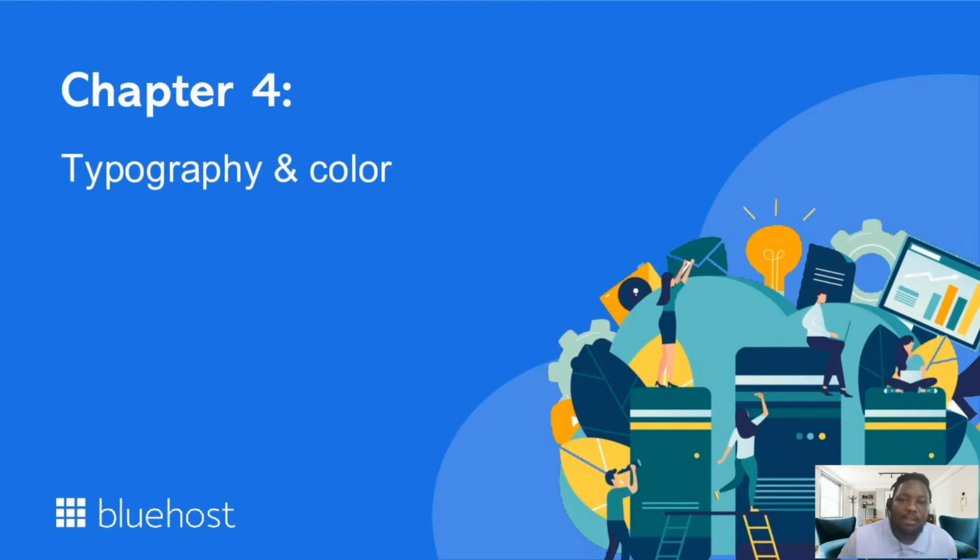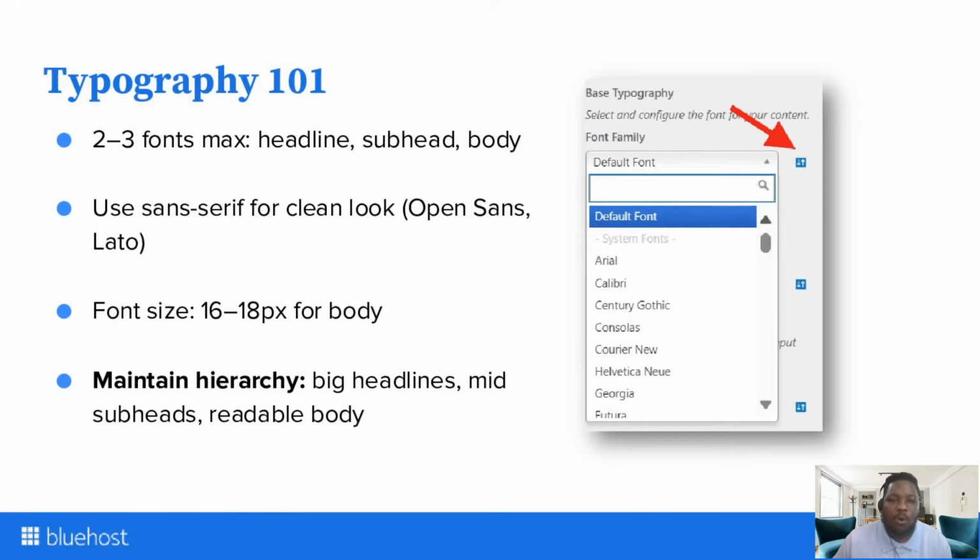Chapter 4, Typography and Color. Typography and color is the secret to a clean, professional design. Typography 101. Stick to two or three fonts max. Use sans serif for a clean look. Open Sans type fonts or Lato.